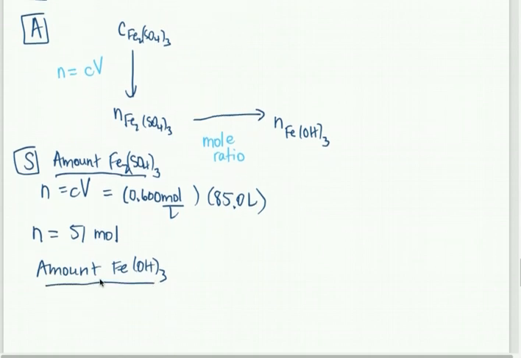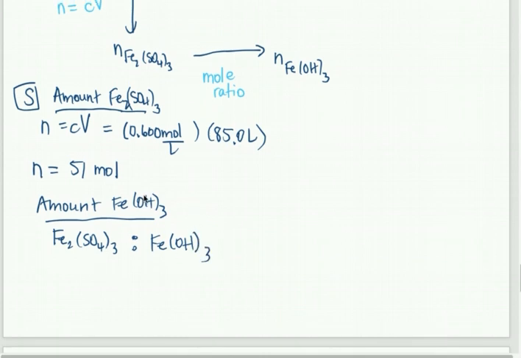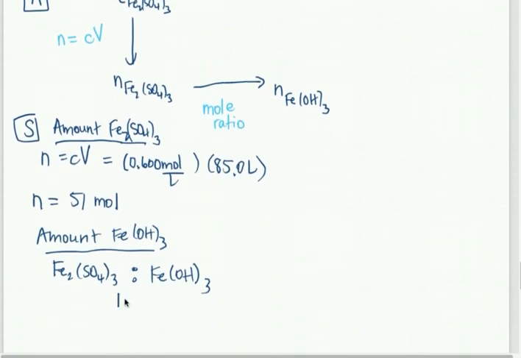Okay, so we're going to do that using the mole ratio. So again, we know this one here. It's a lot to write with this formula here. Okay, and iron 3 hydroxide. Okay, so if we look at the balanced chemical equation here, iron 3 sulfate compared to iron 3 hydroxide, it's a 1:2 ratio. So what we're going to do is we're going to double now to get to the amount of iron 3 hydroxide. Okay, so we have 51 moles right now. So if we're going to double that, we are going to end up with 102 moles.